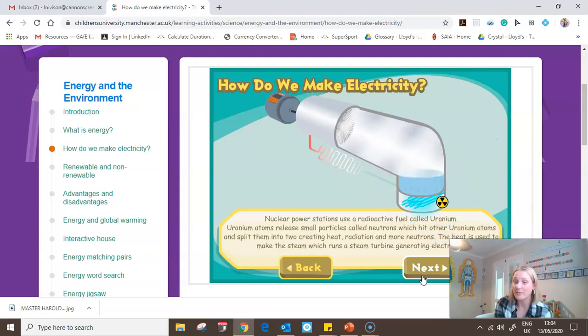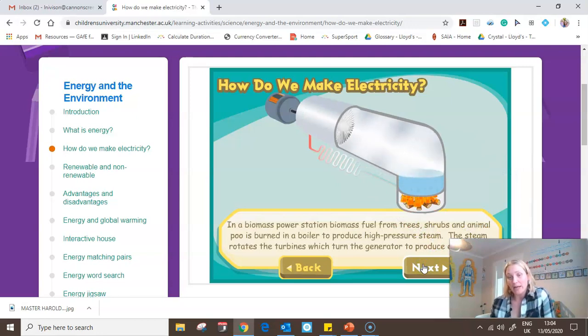With nuclear, we do have a nuclear power station in South Africa. There's one in the Western Cape, Koeberg. Sorry, my knowledge of geography is shocking. But yes, we do have one. And nuclear power stations use radioactive fuels such as uranium. Uranium, as I said, produces heat, which boils the water, which makes steam to turn the turbine, and so on and so forth.